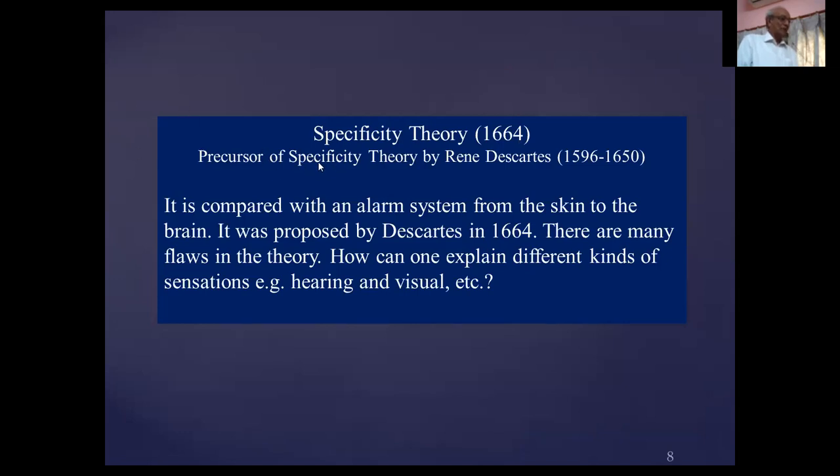Precursor of specificity theory, René Descartes, 16th and 17th century. And I already discussed this. It is compared with an alarm system from the skin to the brain. There are many flaws in the theory. How can one explain different kinds of sensations, particularly spatial sensations, hearing and visual?